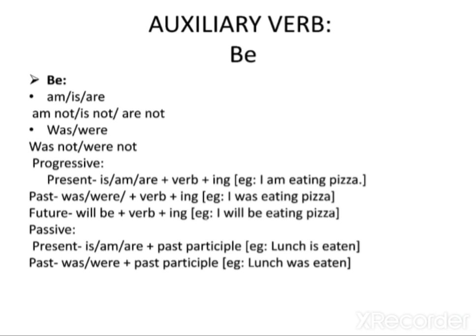If it's present, it's is/am/are plus past participle. If it's past, it's was and were plus past participle. So as an example, we say lunch is eaten, present tense, lunch was eaten. Okay. I am going to step away and let you check that out. Let your brain absorb it. Make some sentences using this and the verb to be.